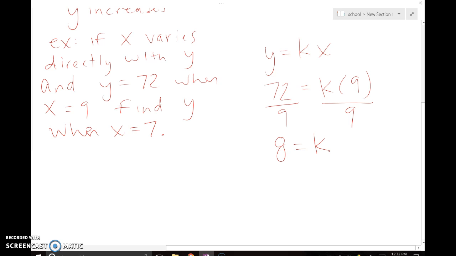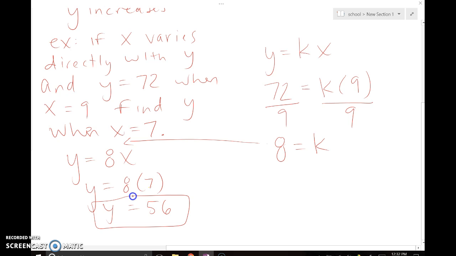Now I can use that constant to help me find out what y is when x is 7. So go back to my form, y equals kx, but now I don't have to use a k. I can use 8, as that is the constant that I found. And they told me, find y when x is 7. So I'm going to plug that 7 in right here for x. So y must be 8 times 7, 56. And this is ultimately my answer.